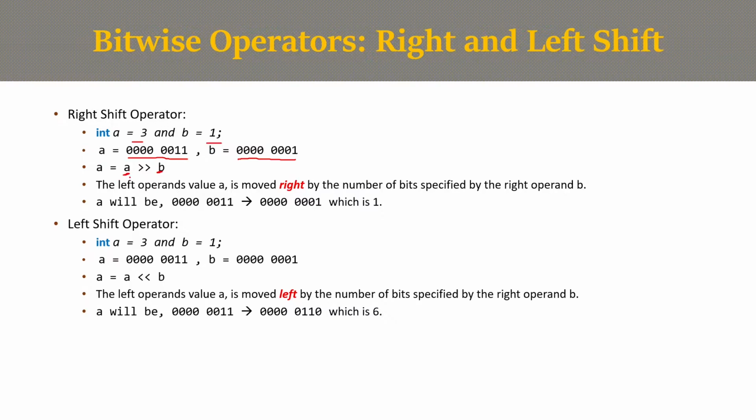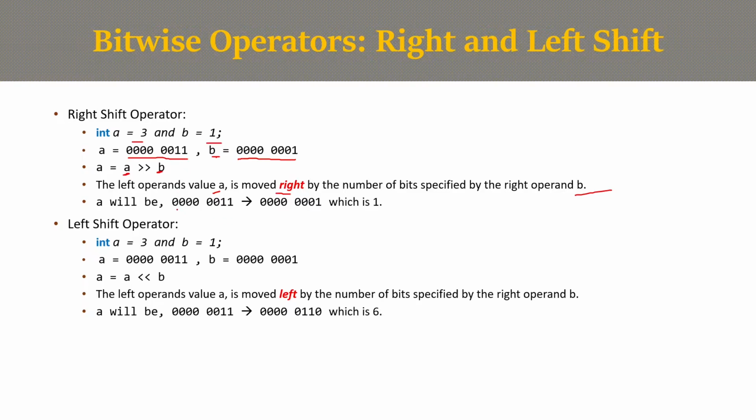Okay, so what does this mean? It means that the left operand's value A is moved right by the number of bits specified by the right operand B. So this value, this A, will be moved to the right by the number of bits specified by B. In B we have 1, right? So this A will be shifted to the right by 1 position.